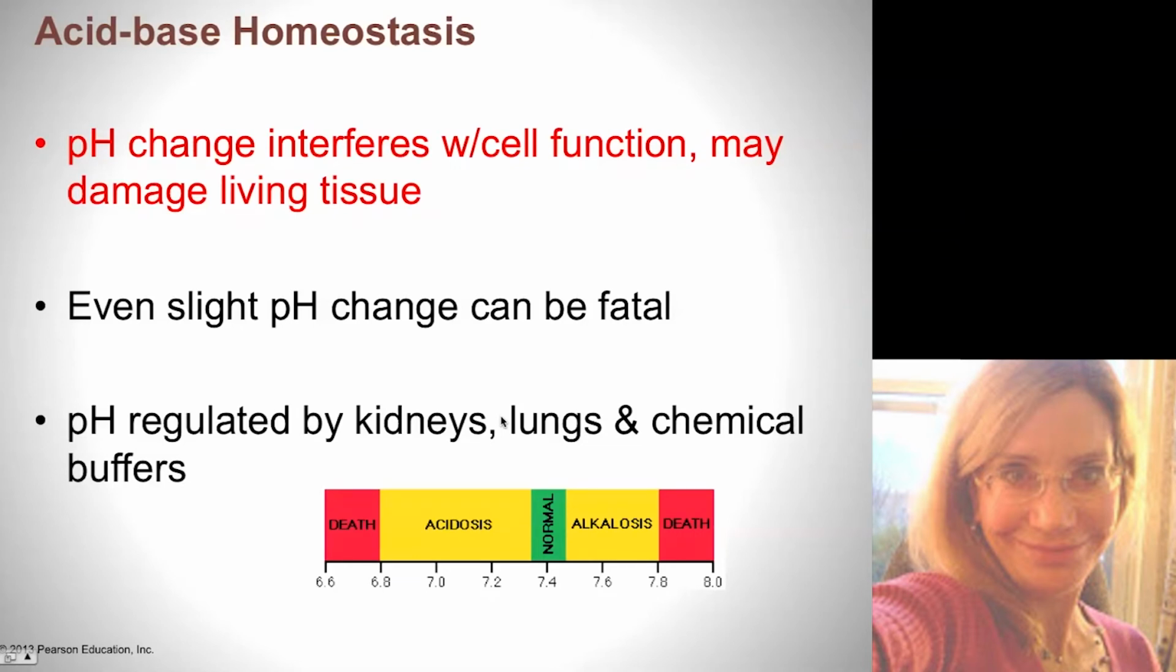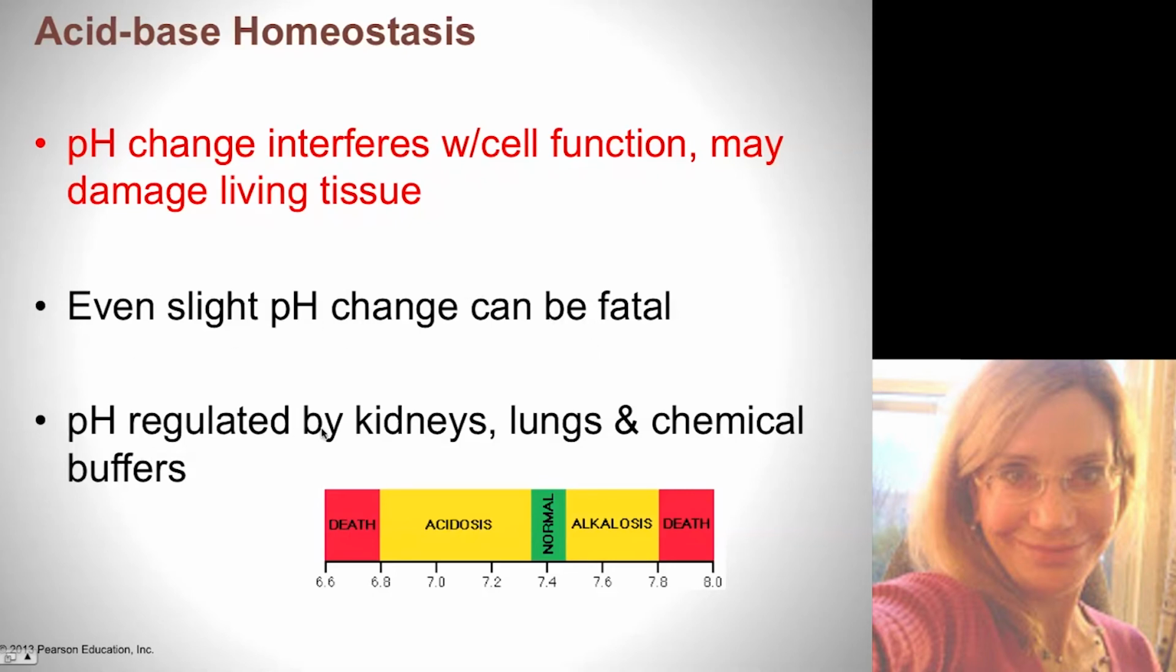Acid-base homeostasis. Again, it's really important to keep the pH in our body and on the surface of our body within a particular level. Obviously, within the body, we have systems that maintain homeostasis of pH of the blood, particularly. So any pH change will interfere with cell function, and it may damage living tissue. Even a slight change in pH can be fatal.